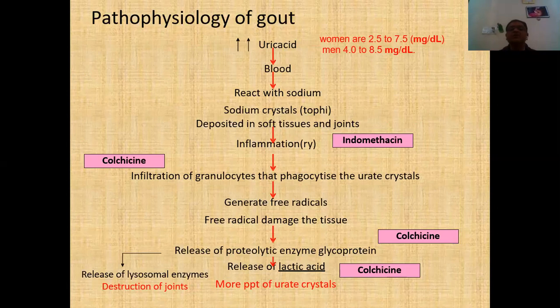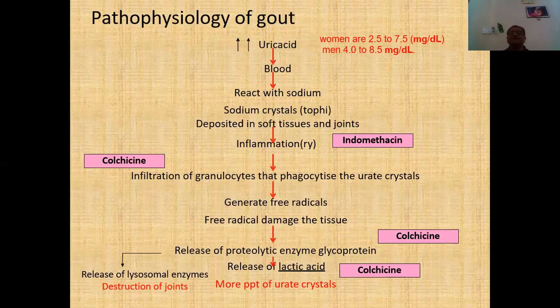In this particular treatment, if an excess quantity of uric acid is found, in that case we can use indomethacin as a drug of choice to decrease or control this inflammatory condition. Whereas for infiltration of glomerulate, then phagocytosis of the urate crystals, in this case we can use colchicine.